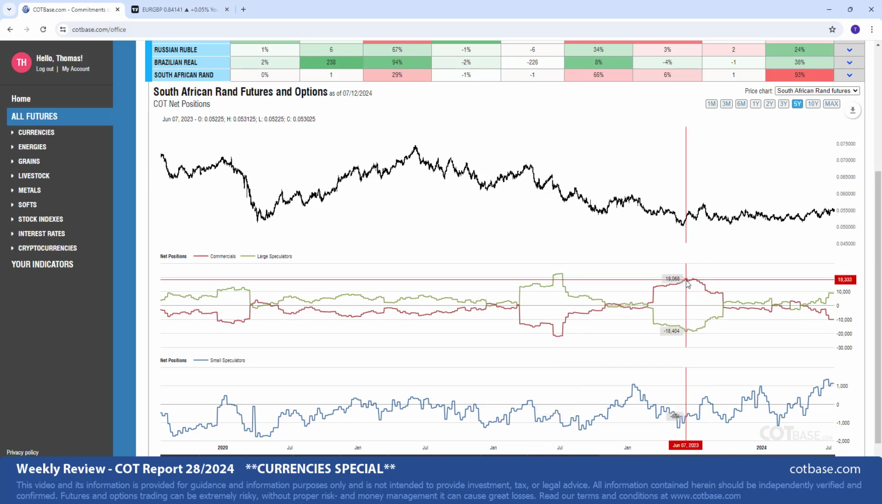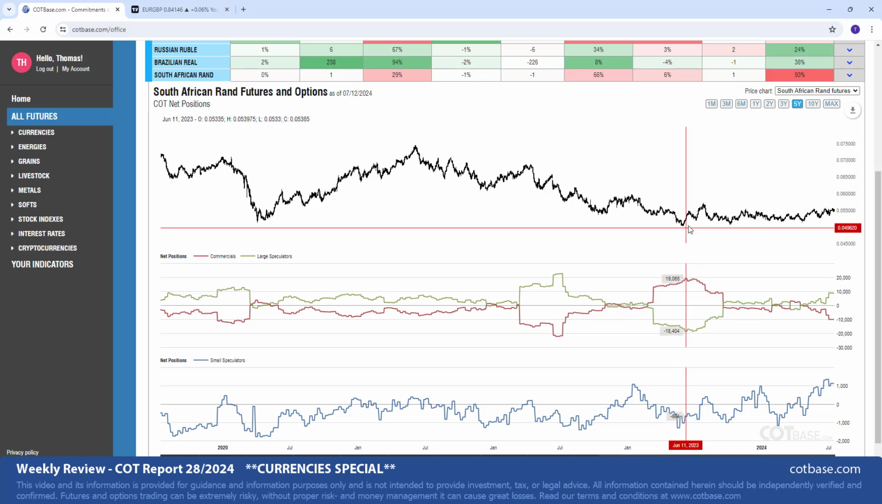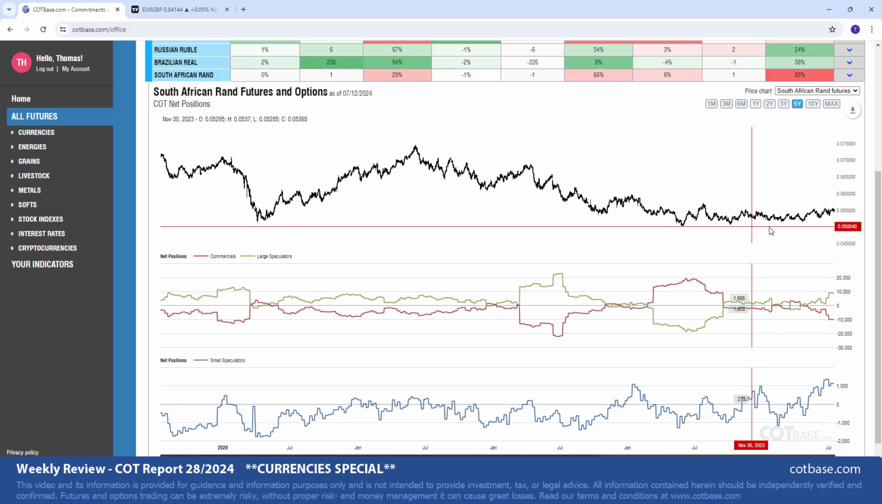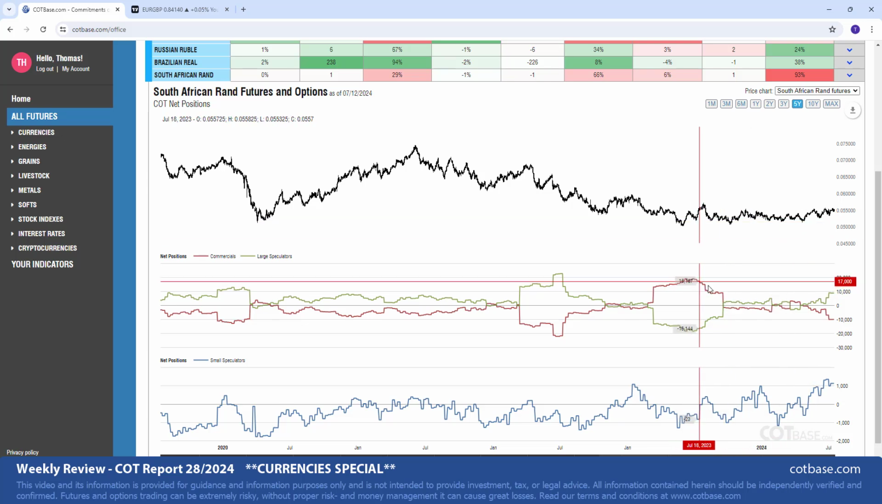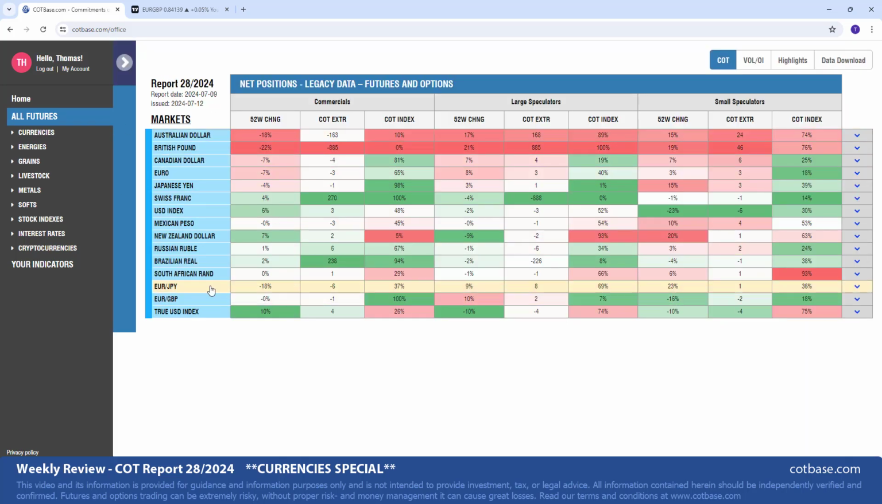You can see that the bullish COT extreme happened just around the bottom over here. However, we did not really see a significant rise from the South African rand. And actually, throughout this period, we've witnessed traders shifting their positions from a more bullish stand towards a bearish extreme. We'll see what happens to the South African rand in the next couple of weeks and months ahead of us.